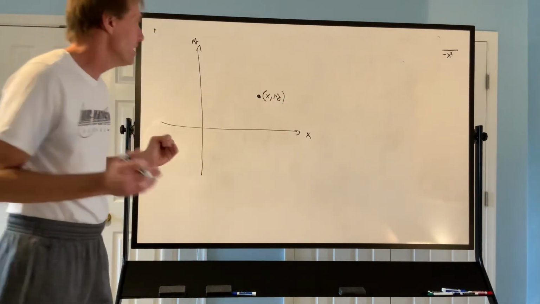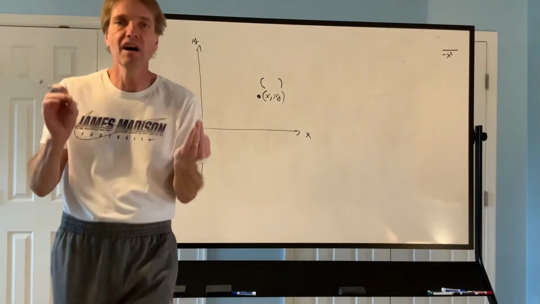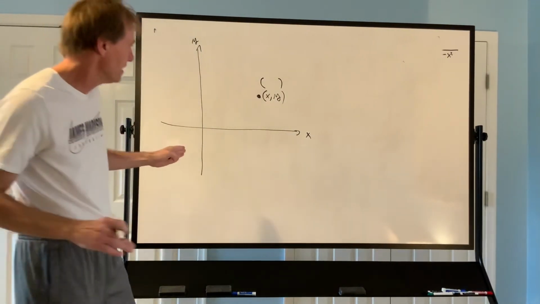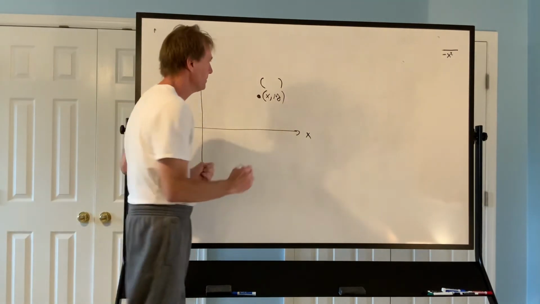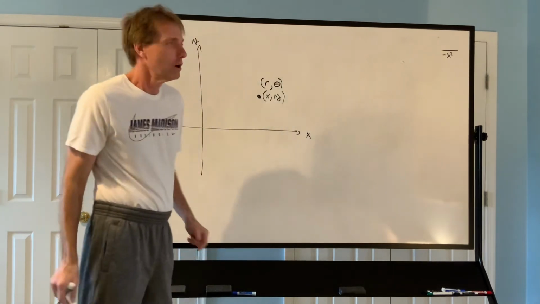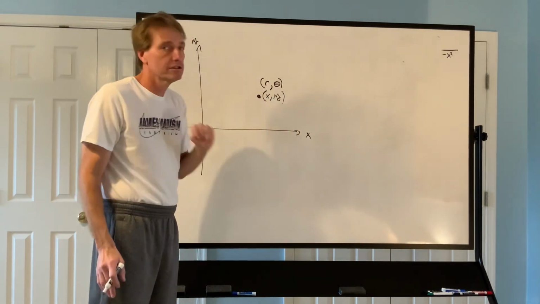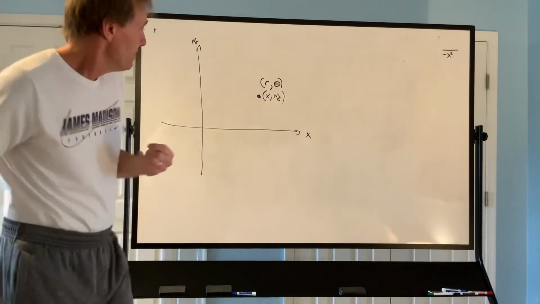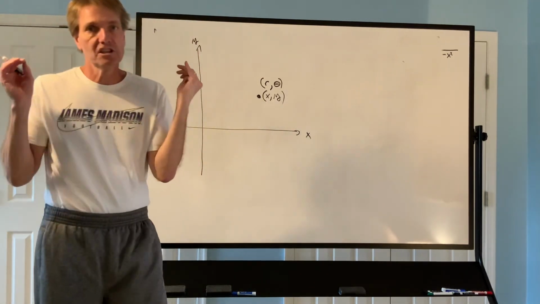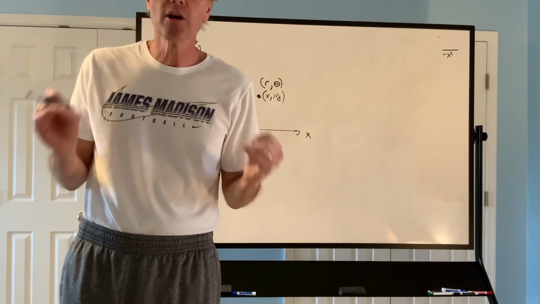Now there's another ordered pair, and this ordered pair does not mean go over and go up. That's r, theta, where r describes a radius and theta describes an angle, and this is still the same point in the xy plane. How do I go between the two?